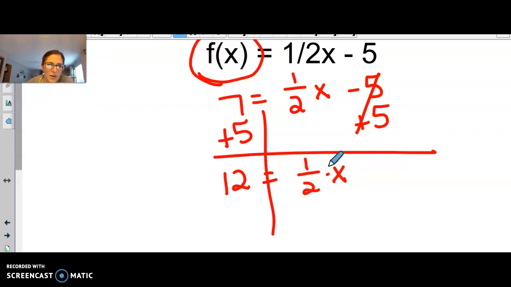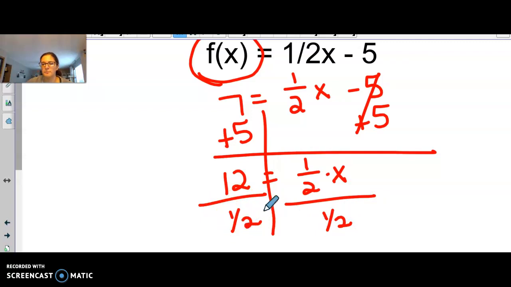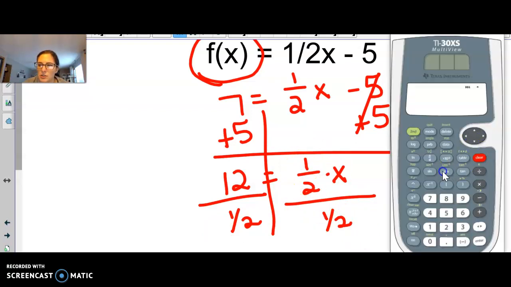Okay, well, how do we undo multiplying? We divide. So that means we're going to have to divide by 1/2. I'm going to demonstrate how to do it for this one. Don't let these fractions freak you out. I know there's several fractions going on here, but it's the same as a whole number. If this was a 2, you would divide by 2. It's a half, so we're going to divide by a half. So I'm going to show you how to do that.